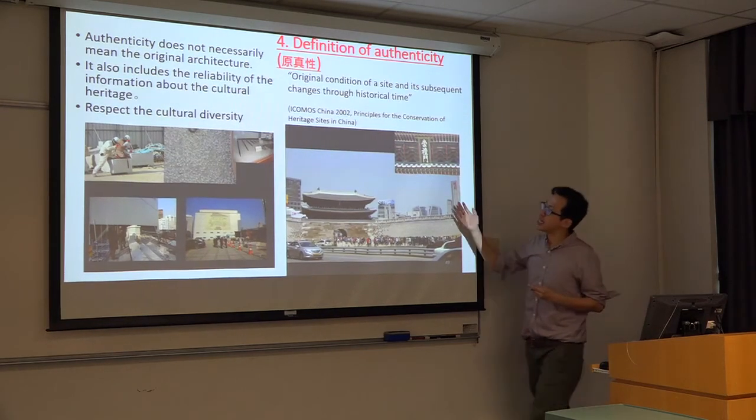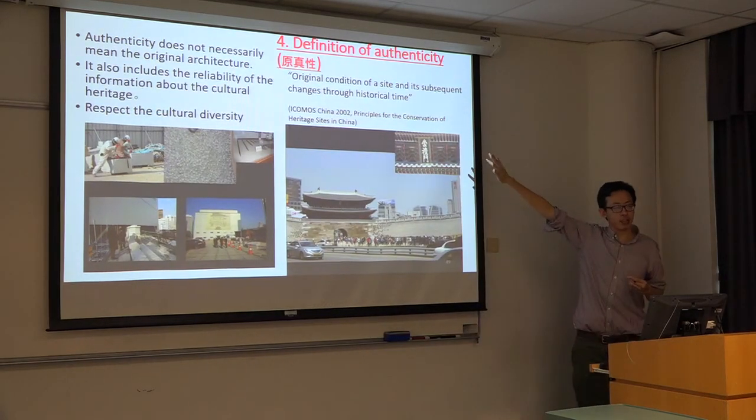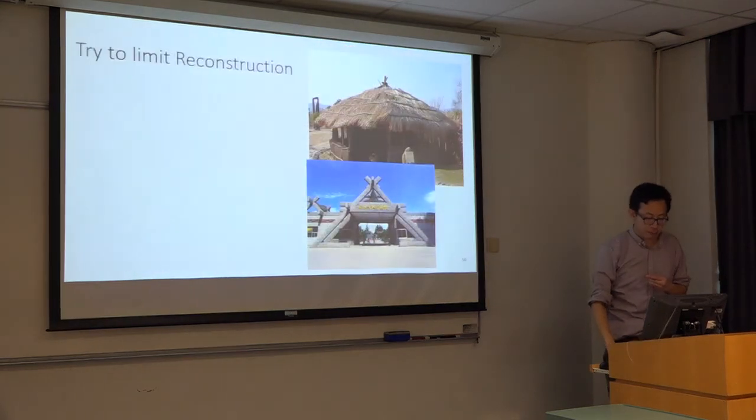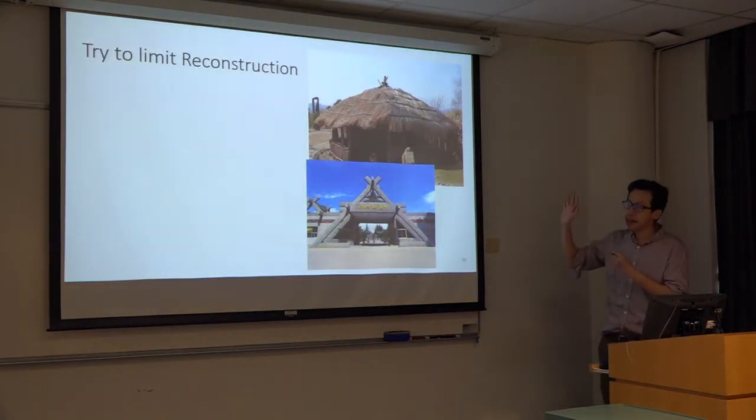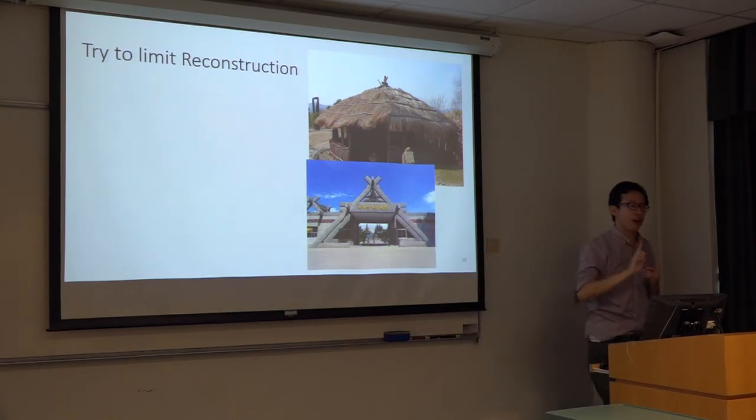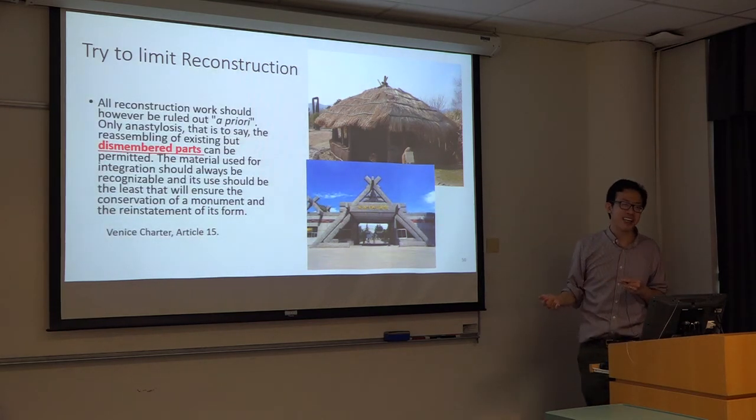So authenticity for cultural heritage, according to this latest document's definition, has to include later historical changes and other subsequent changes. And this is very important, and I will use an example to illustrate. Okay, but again, according to the 2002 document, we should limit reconstruction, especially reconstruction based on our imagination. I know it is tough, especially for an archaeological site park.